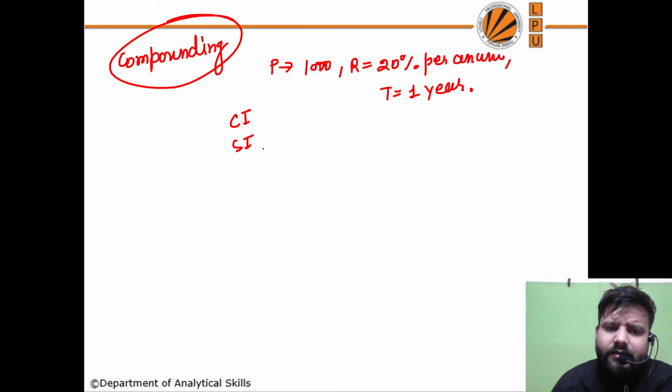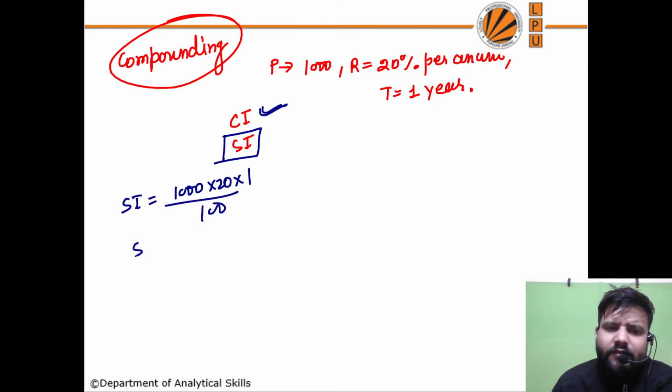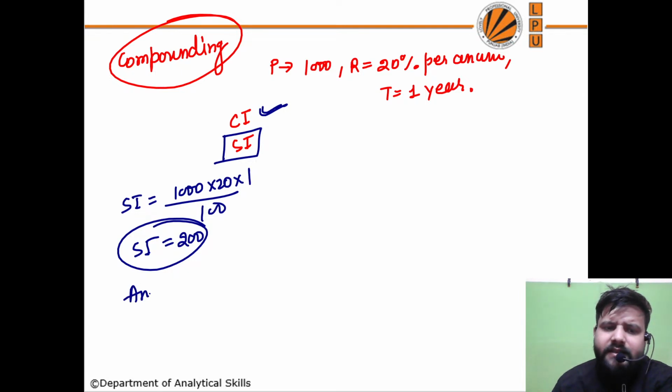Sorry. Wait. Let me clear. Compounding has no relation with simple interest. It is only applicable to compound interest. So for simple interest, if you want to calculate, what is SI? SI for this would be 1000 multiplied by 20 into 1 divided by 100. So from here, SI is equal to 200. And the amount in SI would be 1200. Getting it?